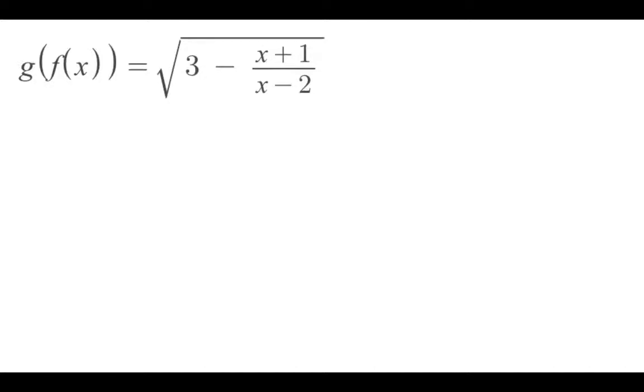So in this video, I'm going to talk about finding the domain of this problem, g of f of x, where g of f of x is the square root of 3 minus (x plus 1) over (x minus 2). One thing we know from f of x, we already knew that we have a restricted domain where x can't equal 2, and we see that that's going to show up here as well. We don't want to be dividing by 0, so we need to take out 2 from our domain.